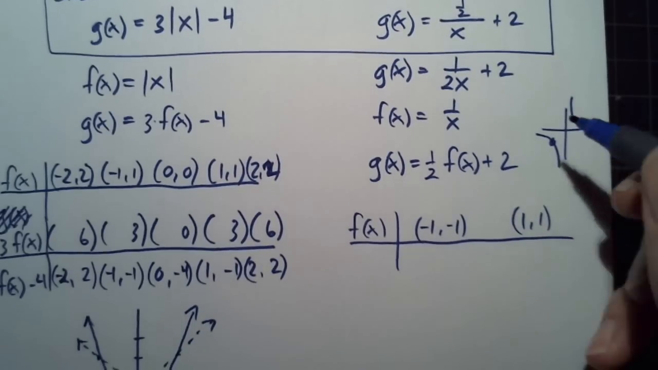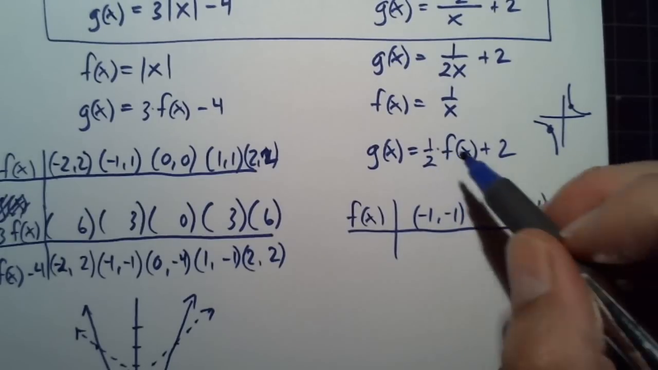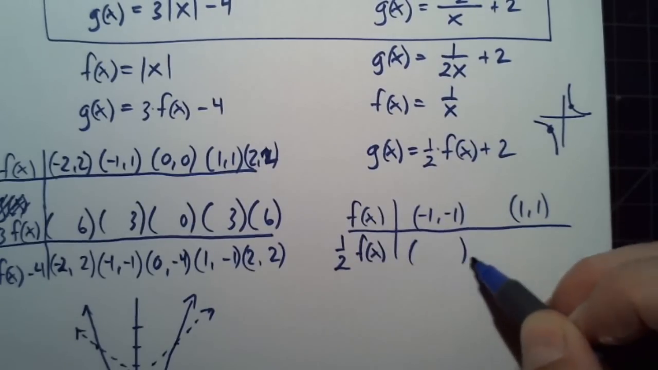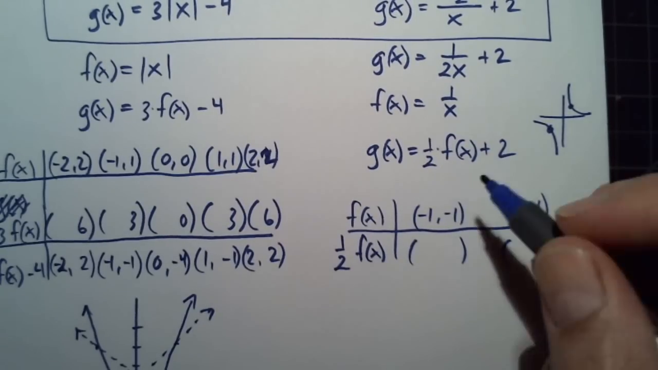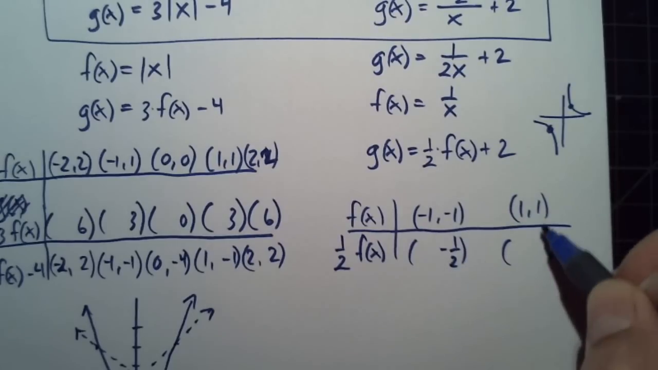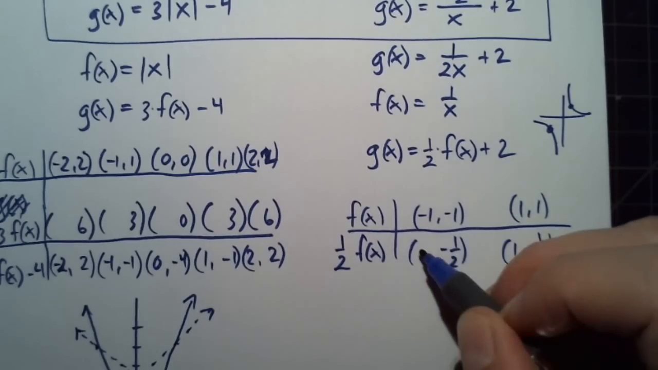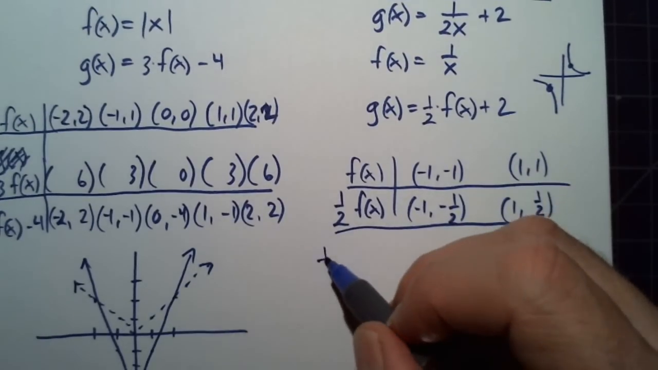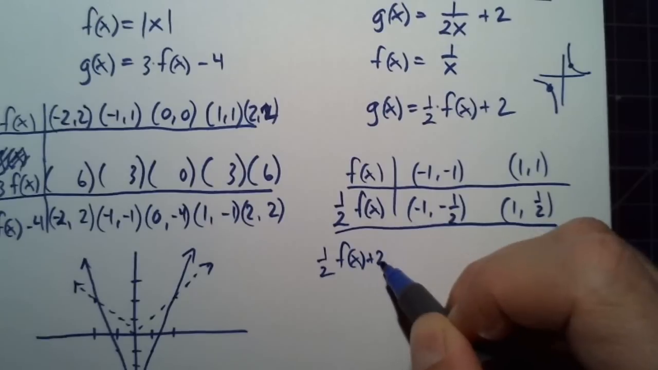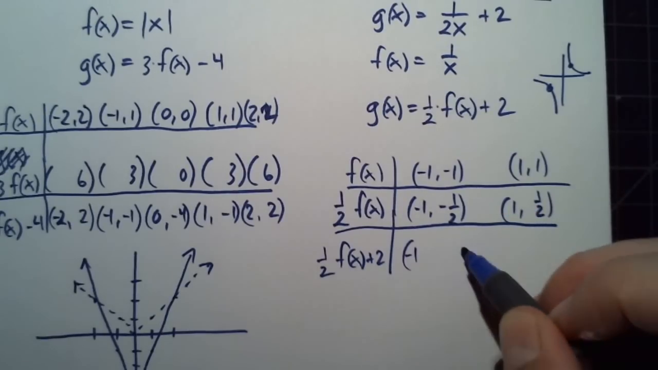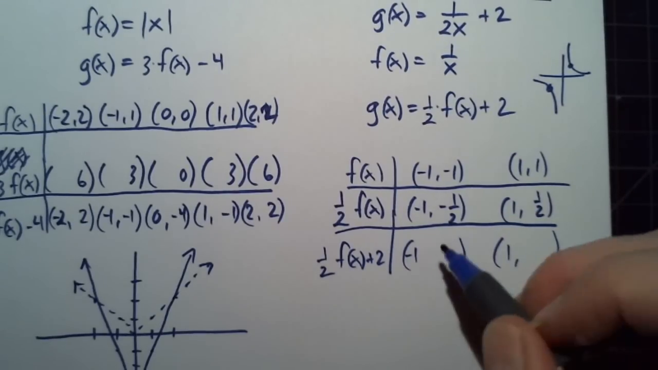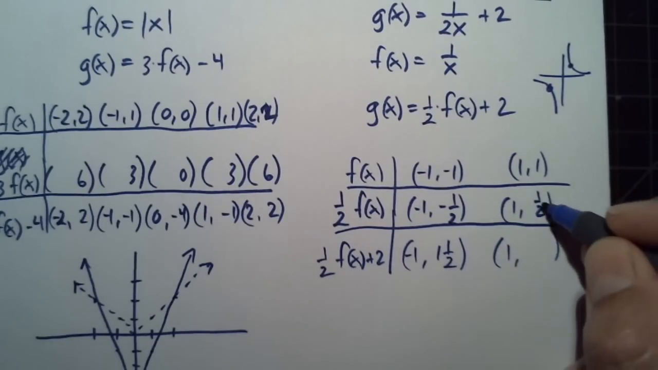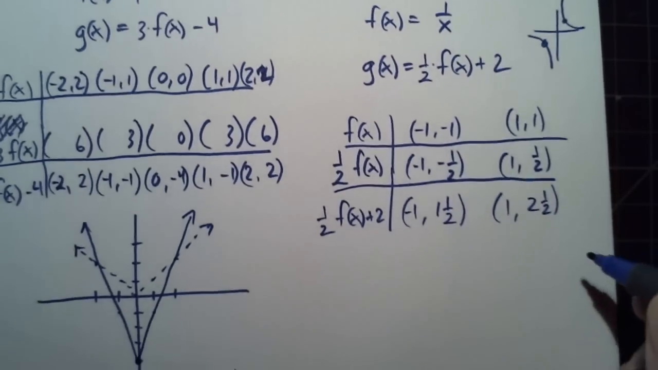Then we just have to multiply the y value by 1/2. So we'll go 1/2 times f of x. Multiply the y value by 1/2. Then we're going to add 2 to the y value. So we have -1/2 plus 2, and we'll get 1.5. +1/2 plus 2, and we get 2.5.